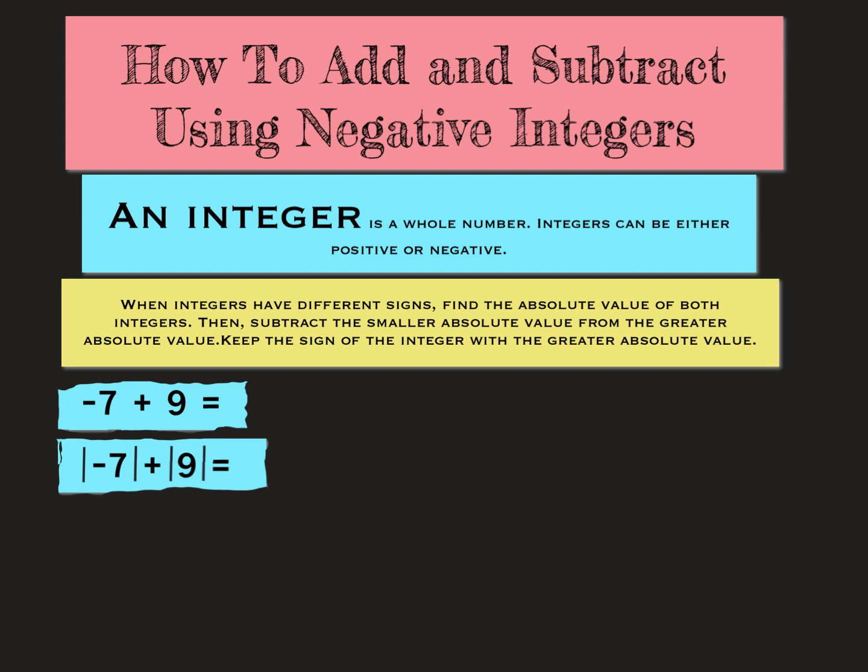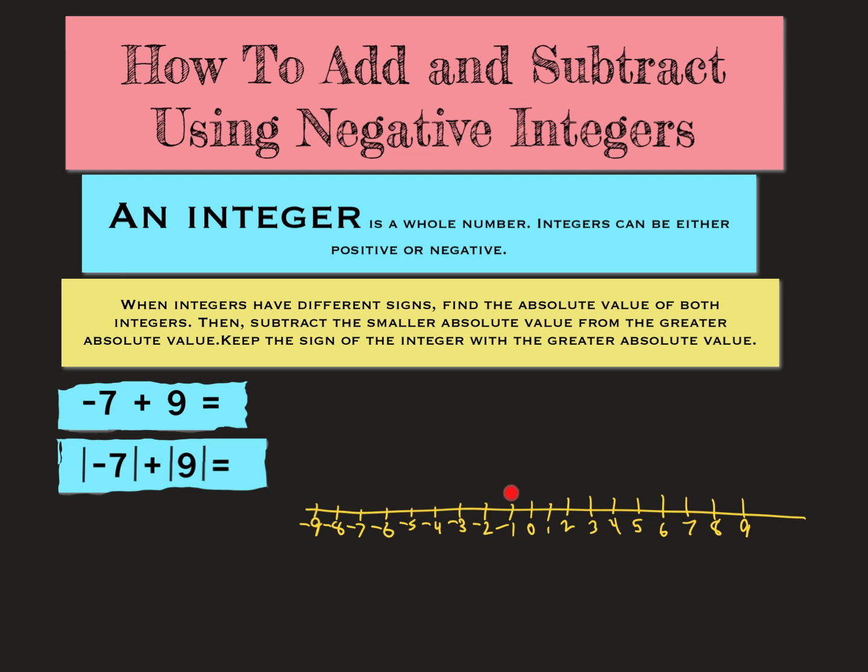And what absolute value means is how far a number is away from 0 on a number line, right? So looking at the absolute value of -7, how far away from 0 is -7? And so we could start at -7 on our number line here. 1 unit, 2 units, 3 units, 4, 5, 6, 7 units away from 0. And so our absolute value for -7 is 7.